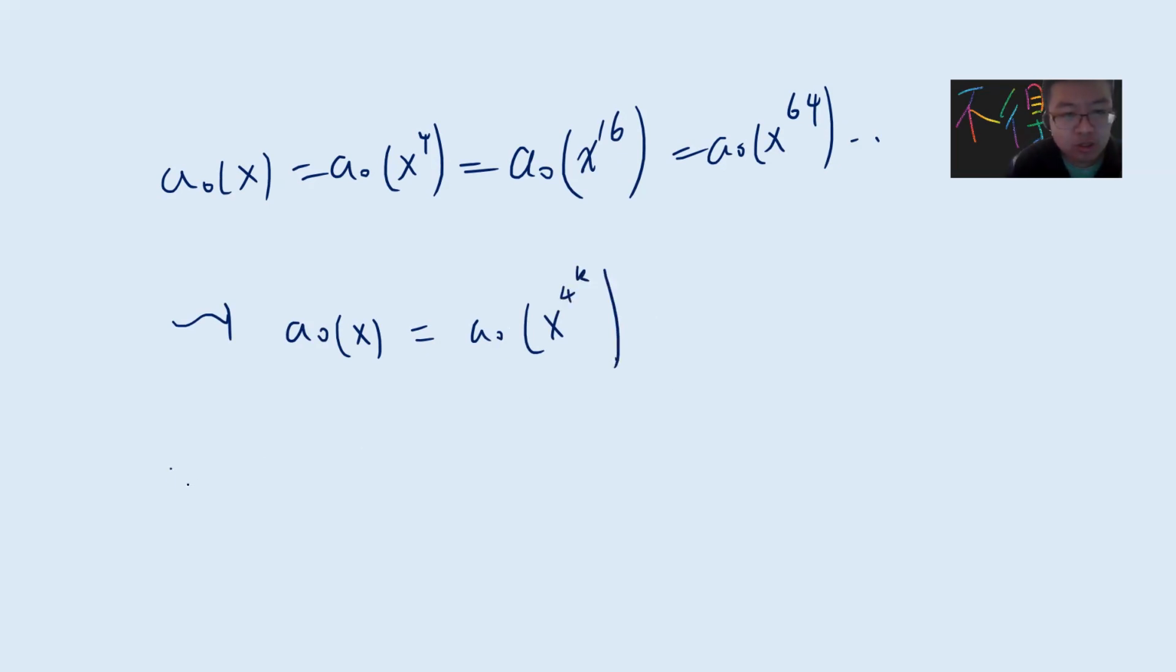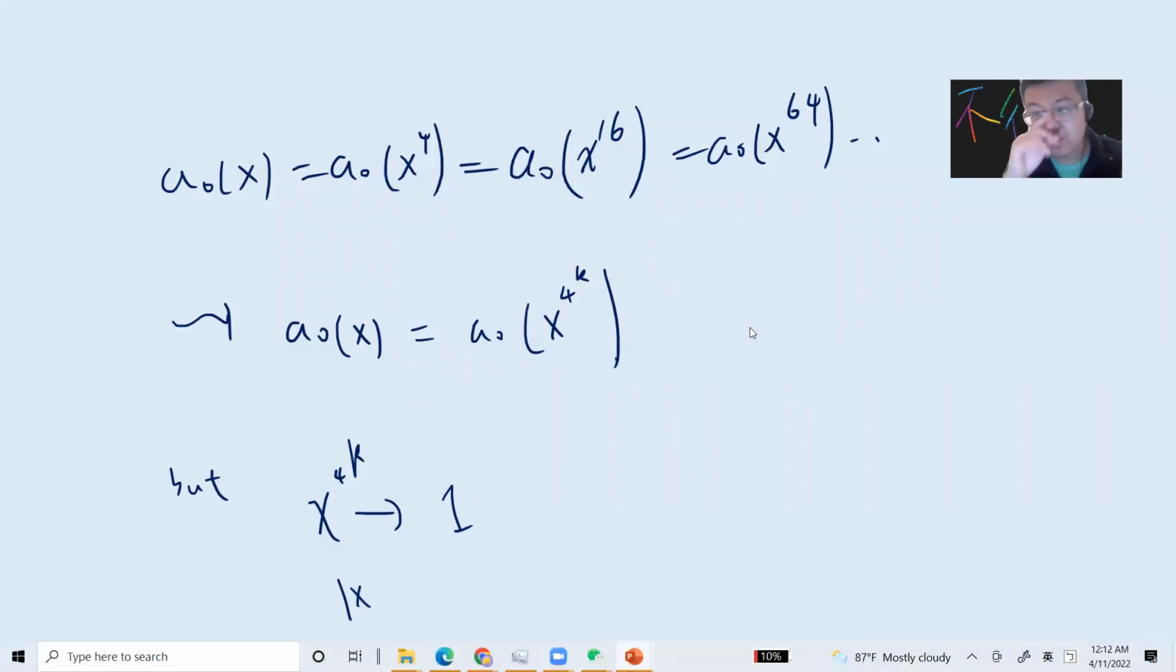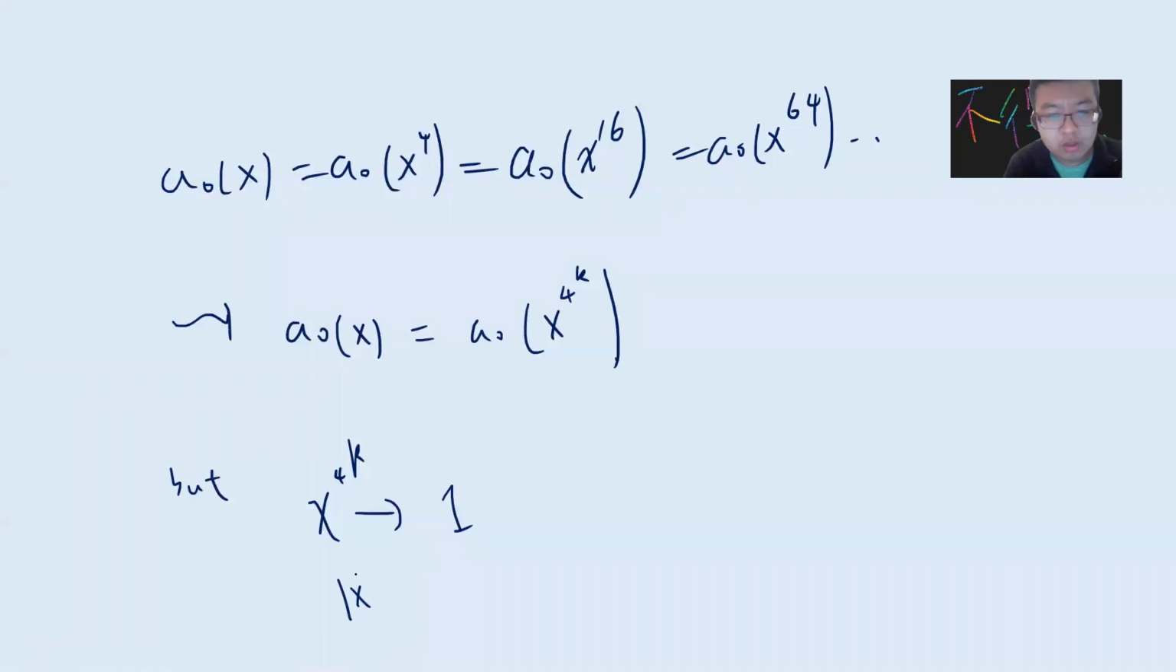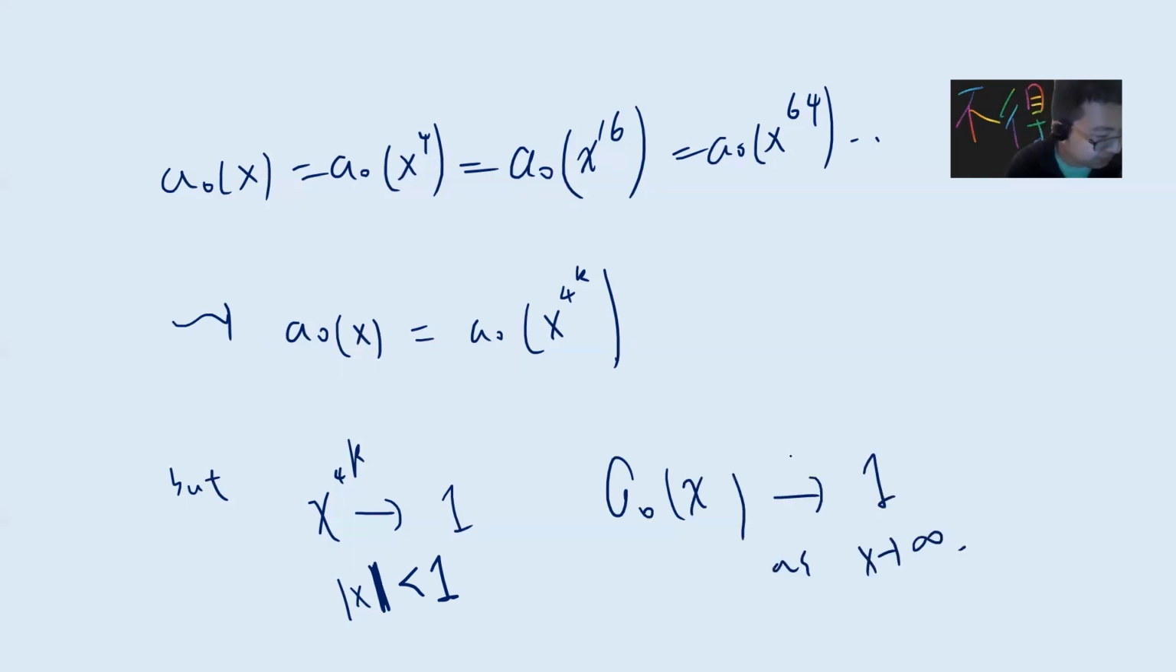Okay, but I know that x to the power 4^k goes to 0, right? Because my definition is that this x is less than 1. So if I let k go to infinity, then this x to the power 4^k goes to 0. Okay, so which means what? So which means that your a0(x) will go to 1 as x goes to 0.